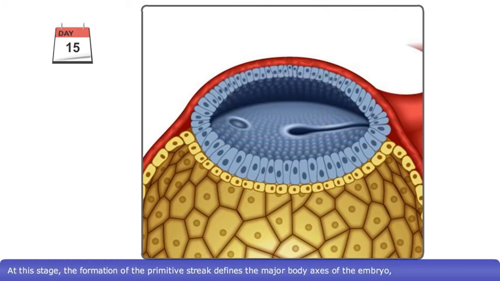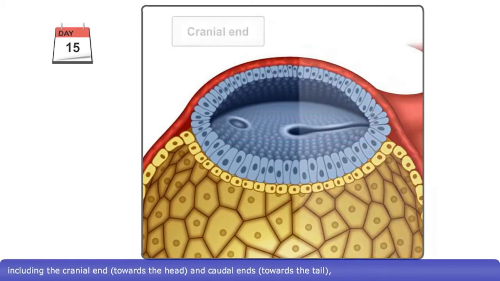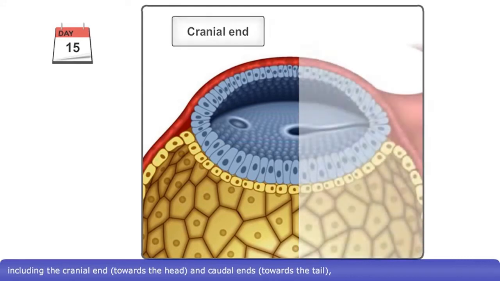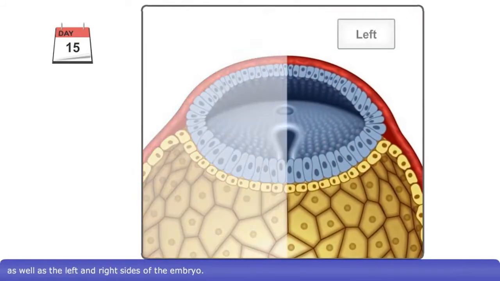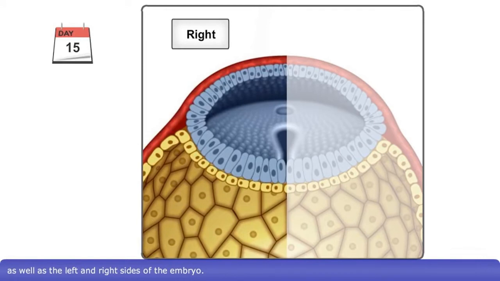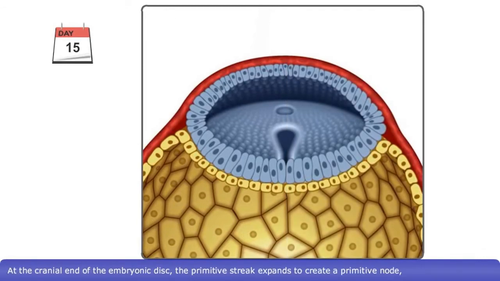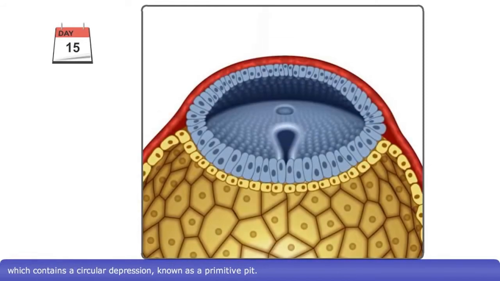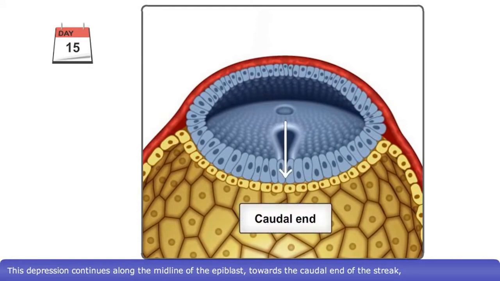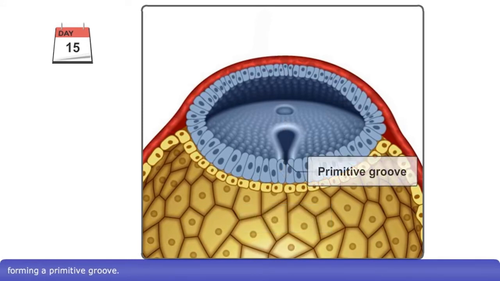At this stage, the formation of the primitive streak defines the major body axes of the embryo, including the cranial end towards the head and caudal end towards the tail, as well as the left and right sides of the embryo. At the cranial end of the embryonic disc, the primitive streak expands to create a primitive node, which contains a circular depression known as a primitive pit. This depression continues along the midline of the epiblast towards the caudal end of the streak, forming a primitive groove.